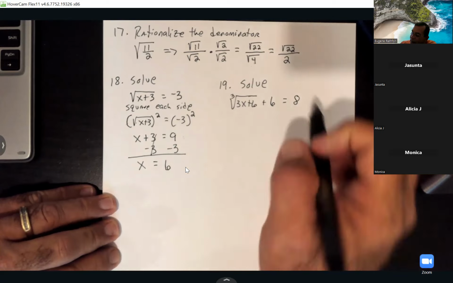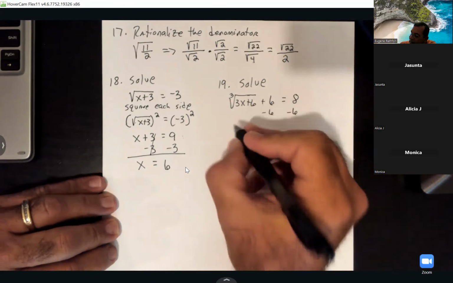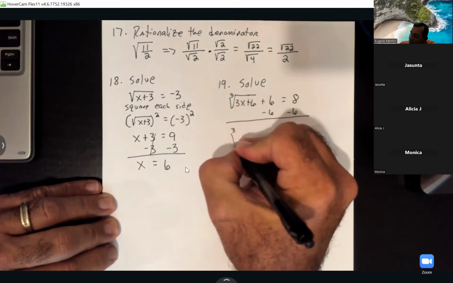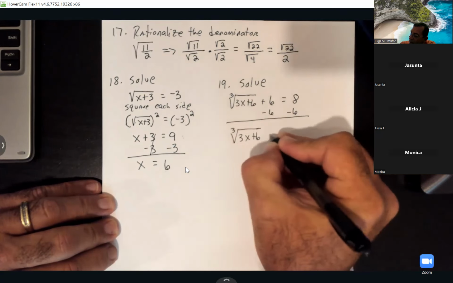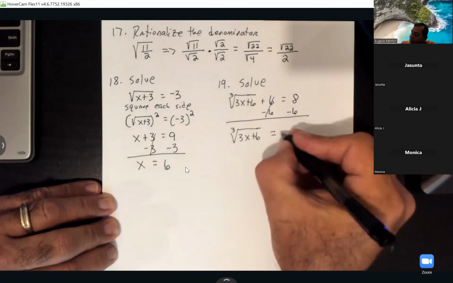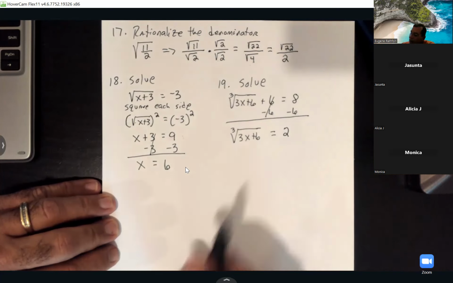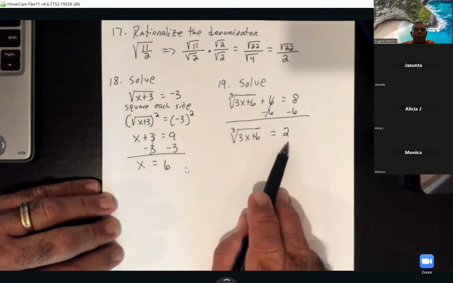So since that 6 is being added, we're going to subtract a 6 from both sides. So that brings down our cube root of our 3x plus 6. That's going to equal, because those cancel now, and then 8 minus 6 leaves me a 2. So now we got the radical left over here by itself equal to a number.